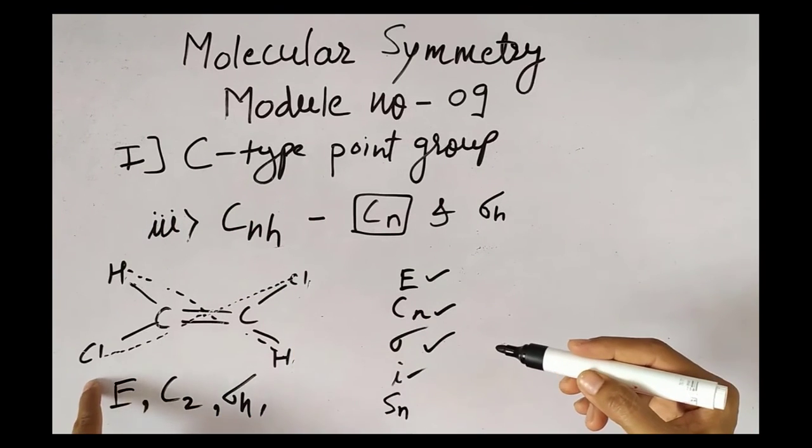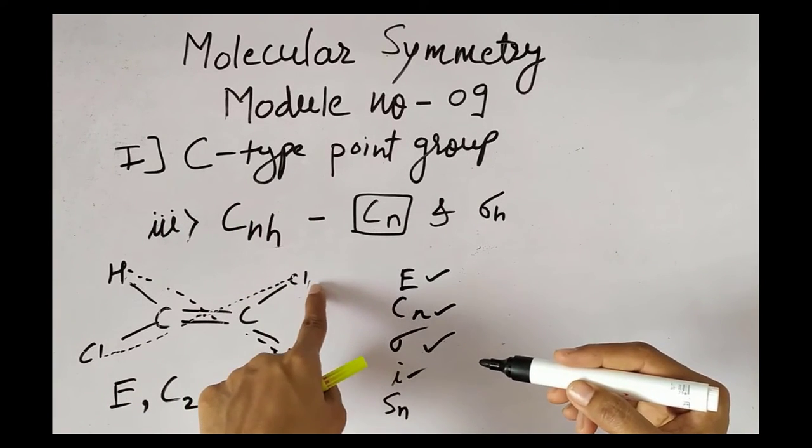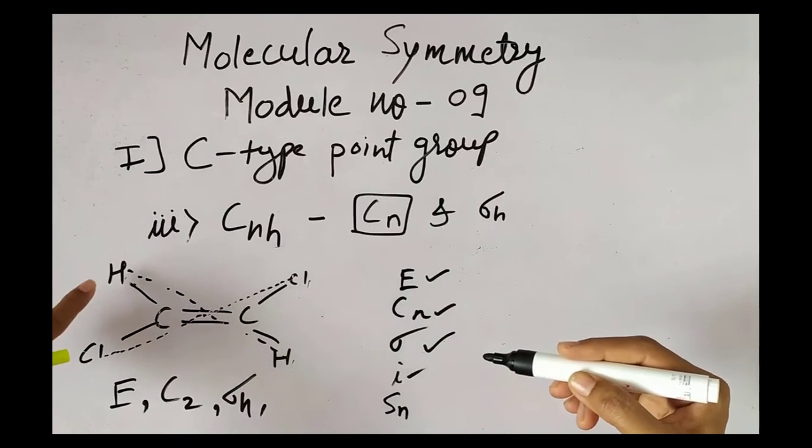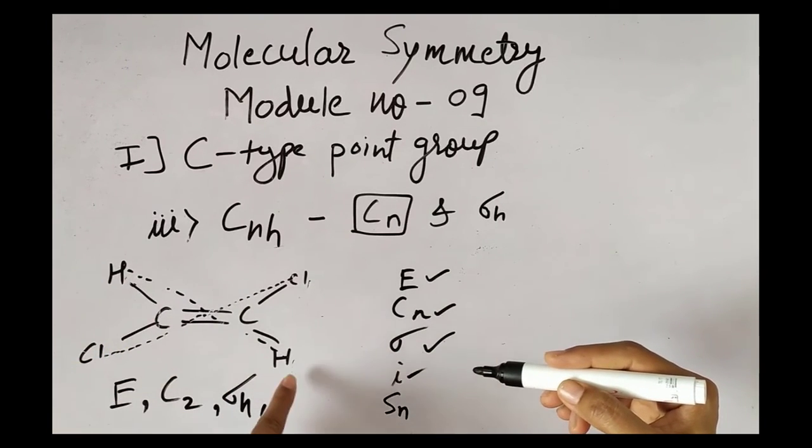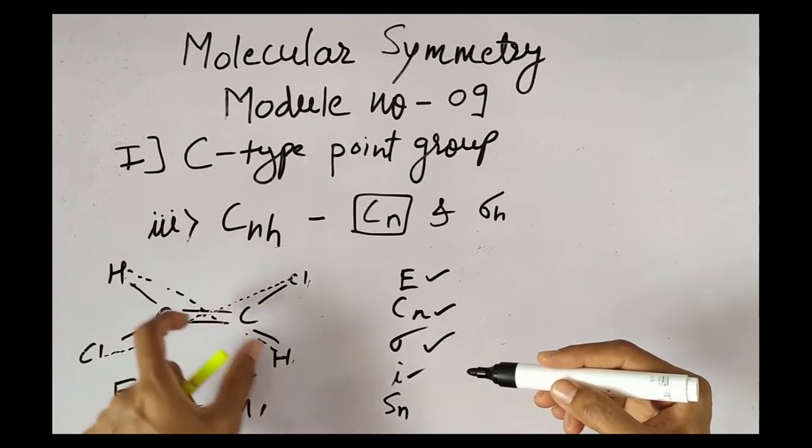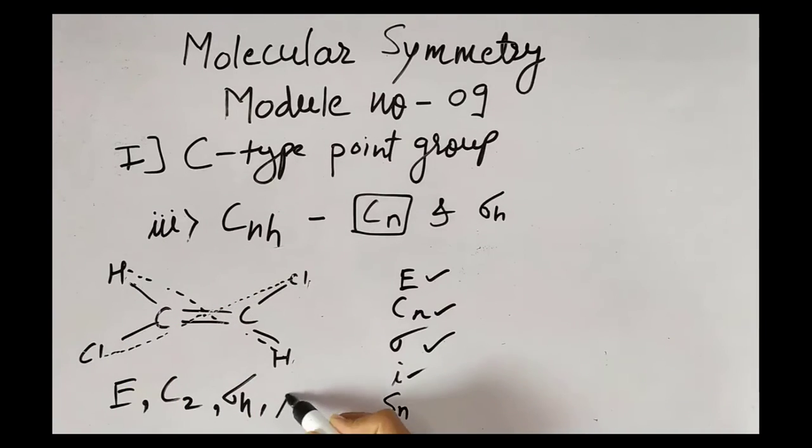If you start with chlorine, you get chlorine on the other side at equal distance. If you start with hydrogen, you get another hydrogen at equal distance and in the opposite direction. So we say that i is present in this molecule. Alright. So these are the elements present in this trans-dichloroethylene molecule.